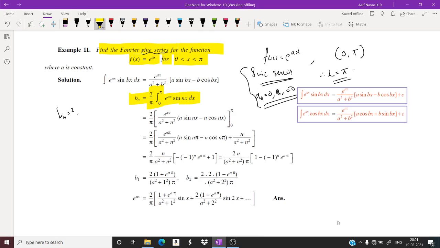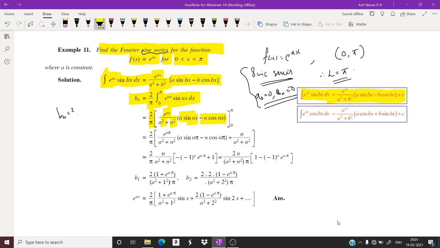Now, we know that integral e raised to ax sin bx dx is equal to e raised to ax by a square plus b square into a sin bx minus b cos bx. So this is the formula, and now we will use this formula. So this is 2 by pi, e raised to ax by a square plus n square into a sin nx minus n cos nx, from 0 to pi.